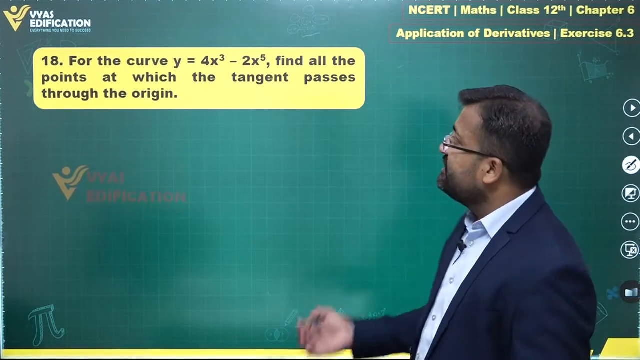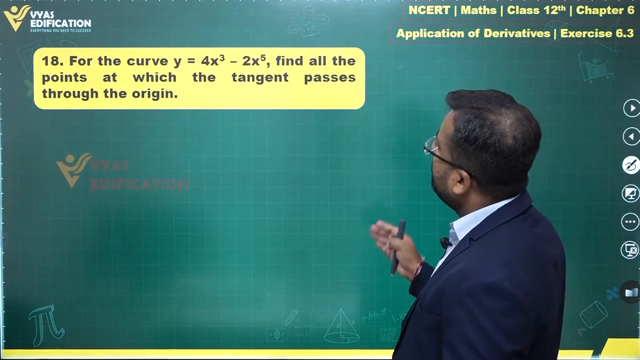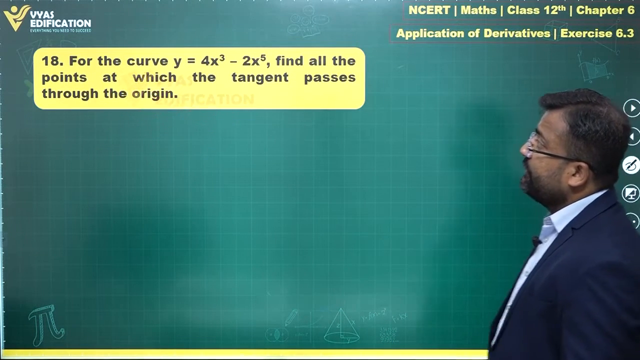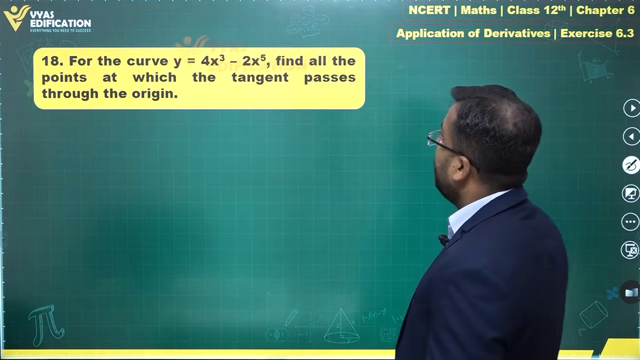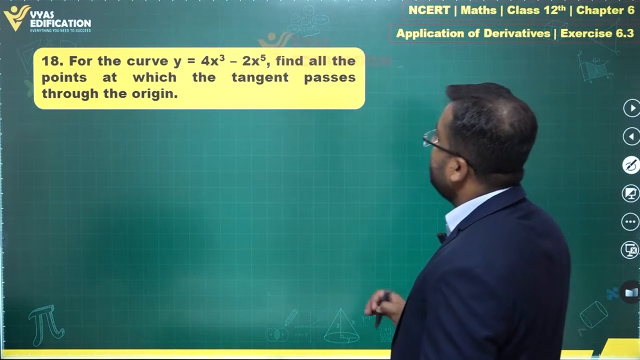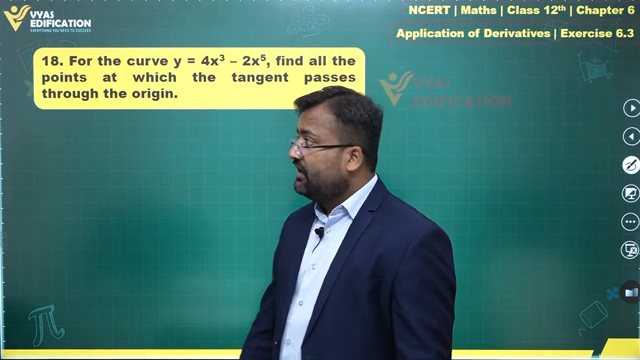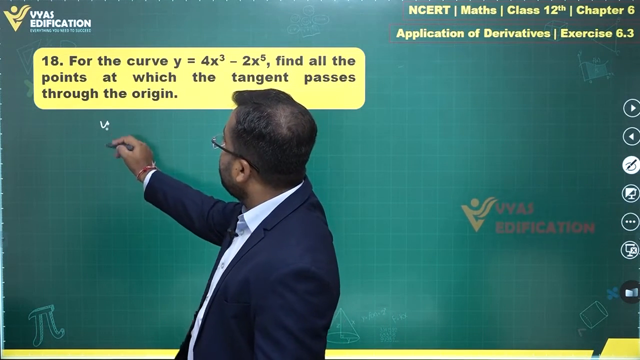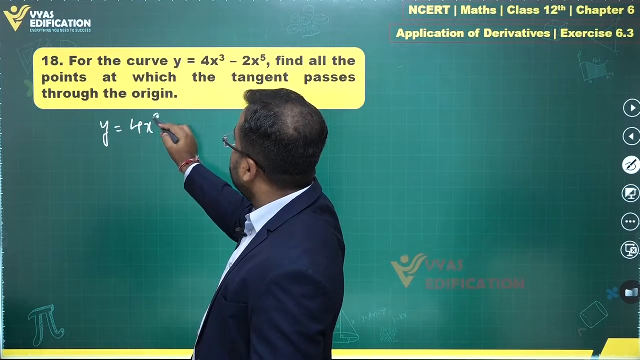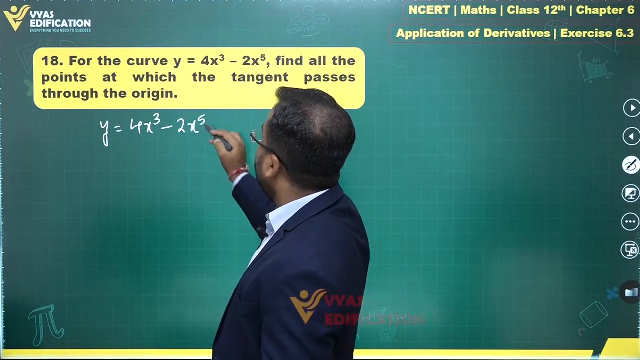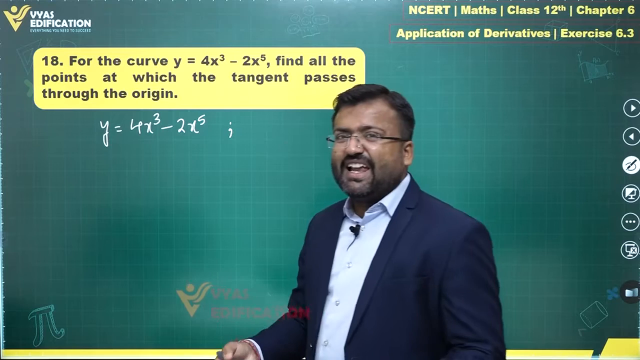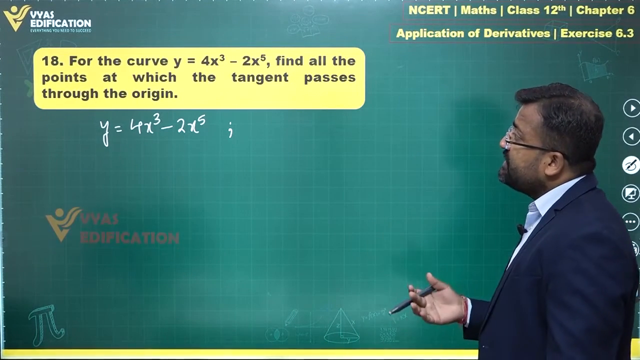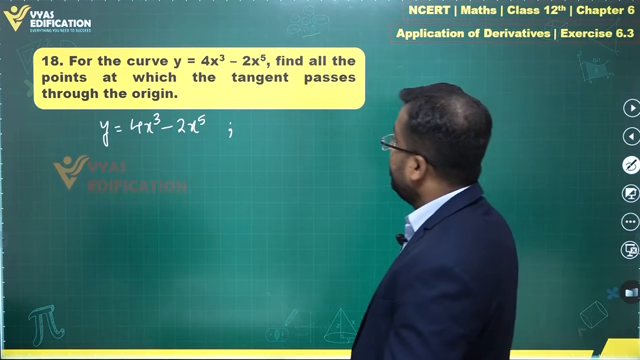Question 18 says, for the curve y is equal to 4x power 3 minus 2x power 5, find all the points at which the tangent passes through the origin. Okay, for the curve this, find all the points at which the tangent passes through the origin. Okay, let's take a look at this. y equals 4x power 3 minus 2x power 5, and let us take any point on this curve first of all. Okay, so that tangent passes through the origin. That is something which is interesting.